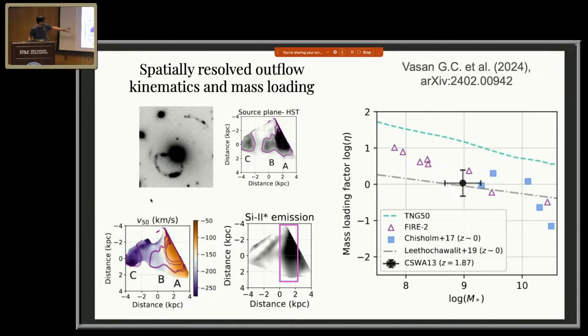So what I'm showing here on the left is a spatially resolved outflow kinematics map for one of these lensed galaxies, and the fine structure emission. You can also measure the column density of the ISM gas from the H I absorption line, and from using these resolved properties, measure the mass loading factor for this particular galaxy. And I'm working on doing this for a larger sample of lensed galaxies.